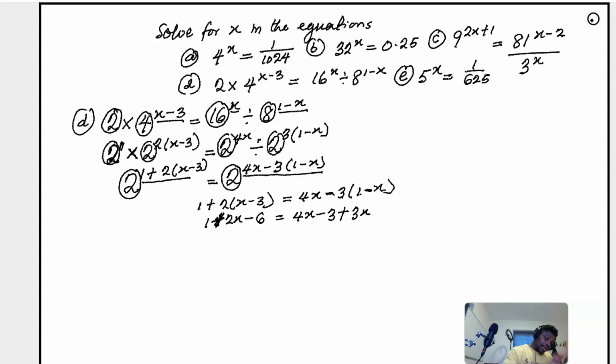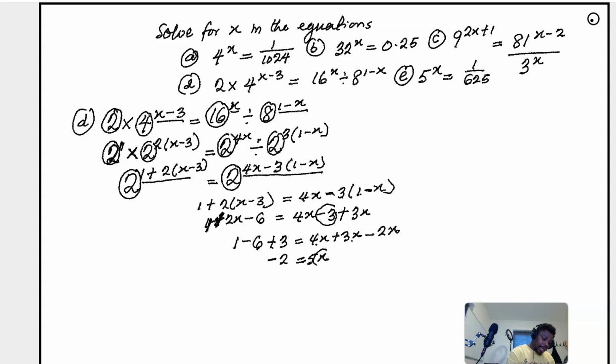Let's take all the x's to one side, the right-hand side. So I have 1 here, 1 minus 6. The one that is not x is this one; let's take it to the other side, that is plus 3. So you have 4x plus 3x here. Then this one is plus 2x; let's take it to the other side, that is minus 2x. So 1 minus 6 is minus 5, and minus 5 plus 3 is minus 2. 4x plus 3x is 7x, and 7x minus 2x is 5x.